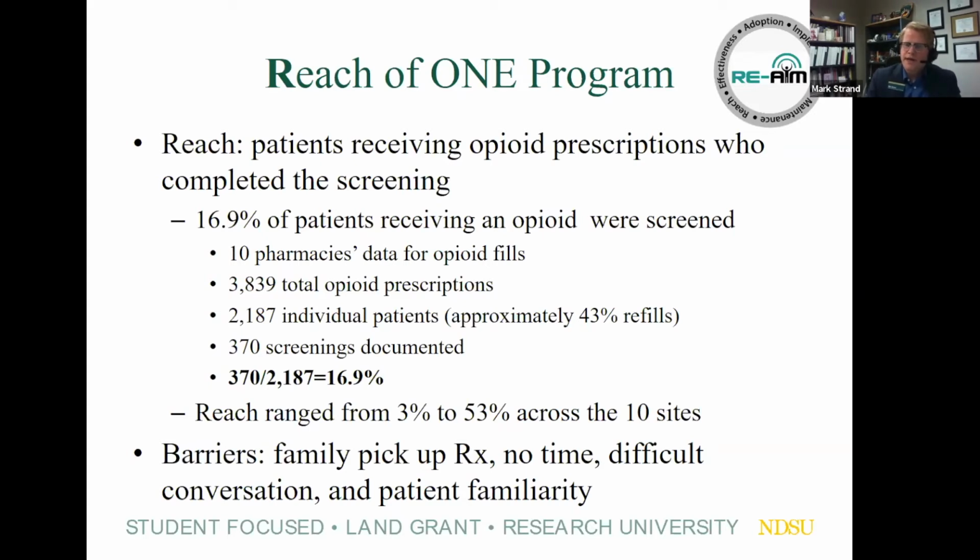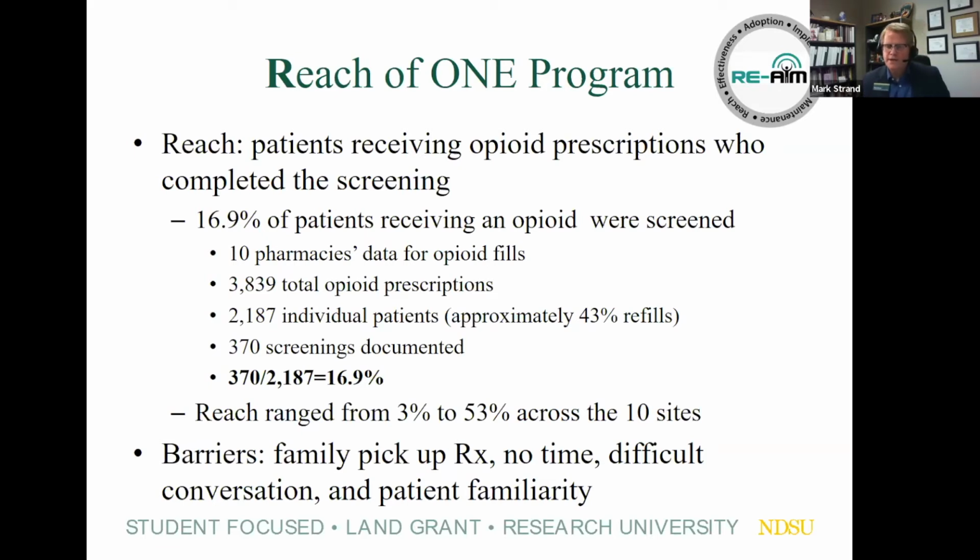Now, as you all might guess, it wasn't as if it was 16.9% across all pharmacies. It went from 3% in one pharmacy to a high of 53% in another pharmacy. Well, this evaluation allows us to say, what are those pharmacists in the 53% doing? Because they're getting more than half of their patients. And how can we identify them to be a part of our coaching calls in order to help those other pharmacies increase their reach in their patients.